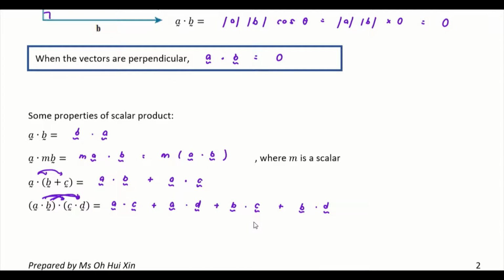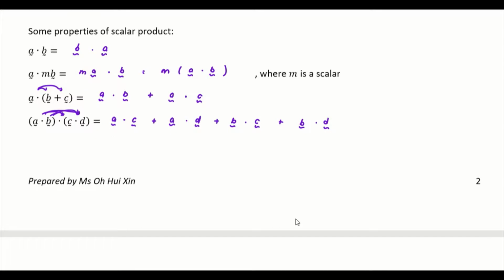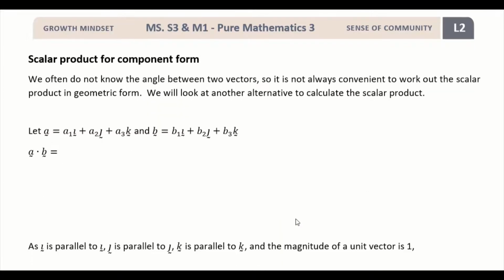All right. So now we'll be using the distributive law here, or some properties here, to help us look at the second definition for a scalar product, which is the definition for the algebraic form or the component form. Okay. So the idea here is normally it's not easy for us to know the angle between the two vectors. So it will not be so convenient if we need to work out the scalar product by using the geometric form, because we need the angle between the two vectors.